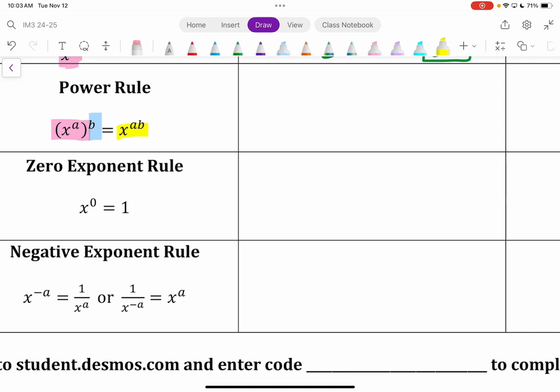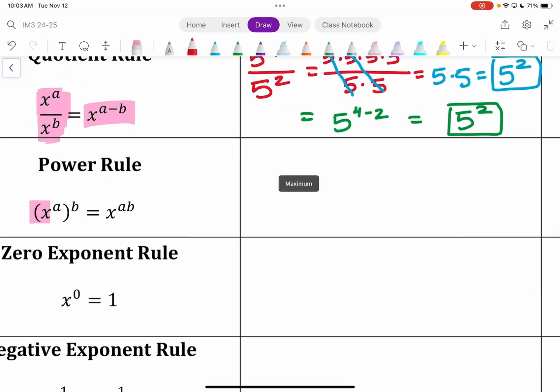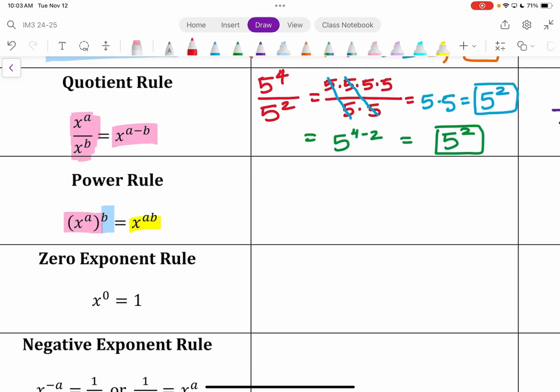All right? So let's look at an example here. How does this work? Well, let's say I had 4 squared, and I was raising this to the 3rd power. So 4 squared raised to the 3rd power. Go ahead and write this down: 4 squared raised to the 3rd power. Now let's think logically here. Let's think about how we could expand this.